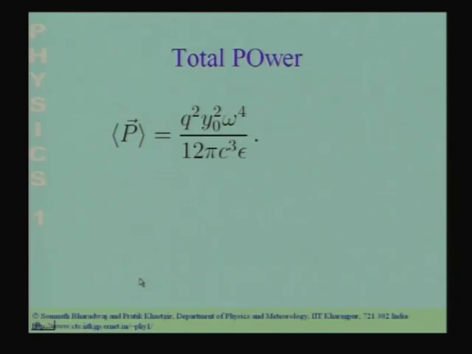The total power is q square y naught square omega to the power 4 divided by 12 pi c cube epsilon naught. So, this gives us the total power that is emitted by the dipole. An interesting point which you should note is that the total power emitted does not change with the distance from the dipole.